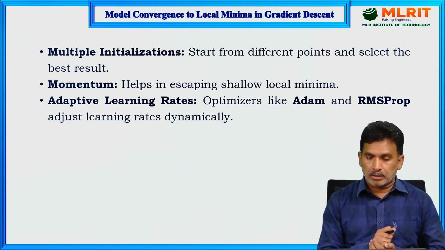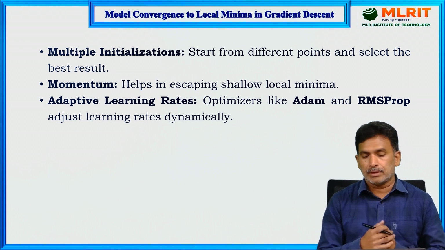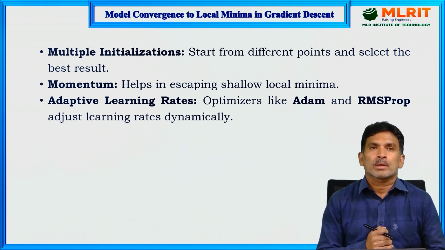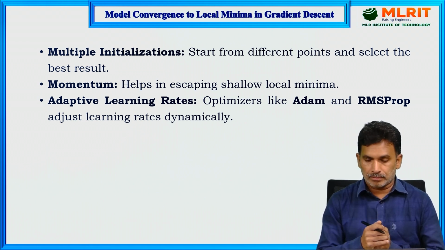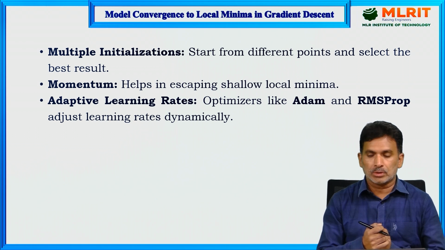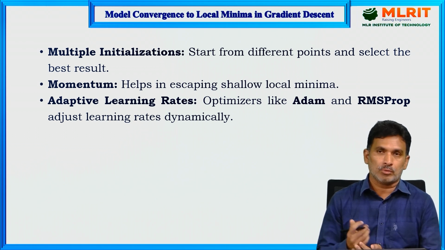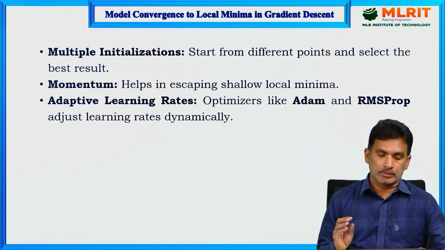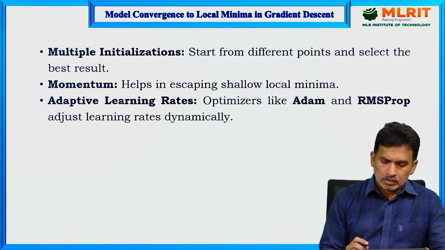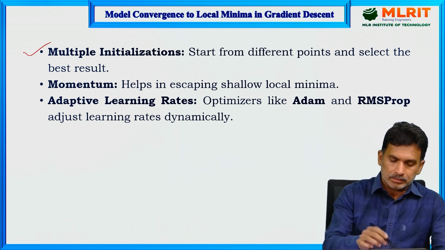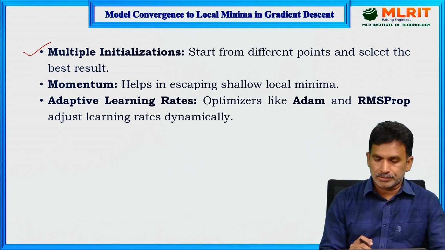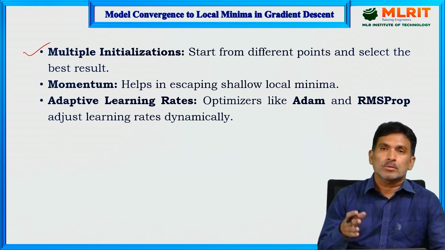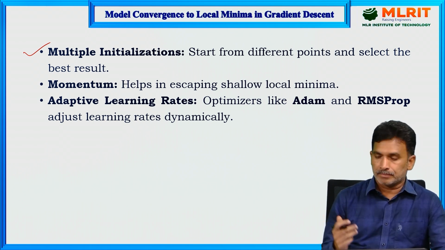So I think we have to discuss mainly how this model converges to the local minima in gradient descent, what the possibilities are. That also needs to be understood, because many factors influence this. The model would converge to the local minima.